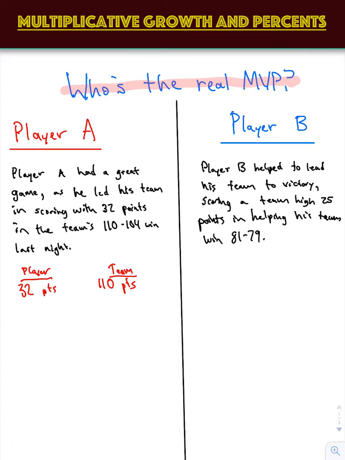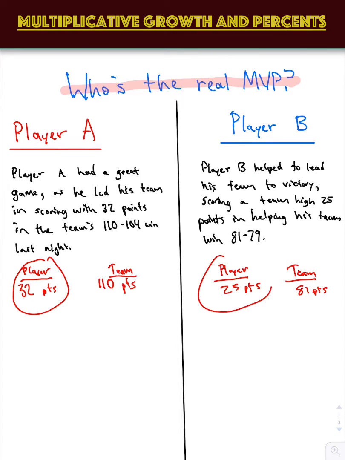Player B helped to lead his team to victory, scoring a team high 25 points and helping his team win 81 to 79. So in this case, the player scored 25 and his team scored 81. So when we go to compare these two players, the common person would look and say player A is the MVP because he scored 32, whereas over here, player B only scored 25.